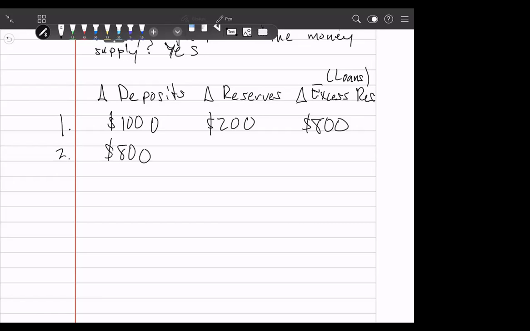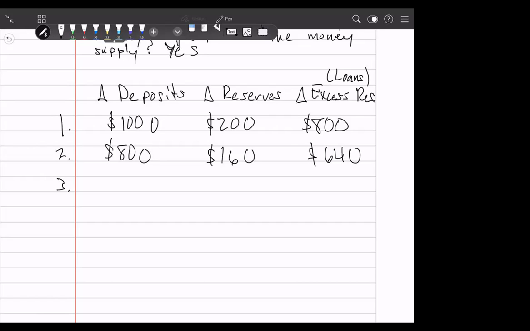We do the same thing. 20% of $800 is $160. So the reserves now need to be $360. Then what can be loaned back out? The rest of it, the excess reserves, $640. Again, we're going to assume the same thing. All of the excess reserves will be loaned out, and all of that money will be spent and deposited back into a bank. It doesn't necessarily have to be the same bank, but into a bank, so that they can continue this money creation process.